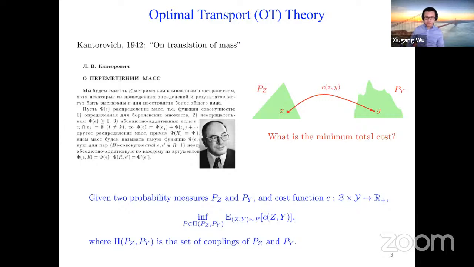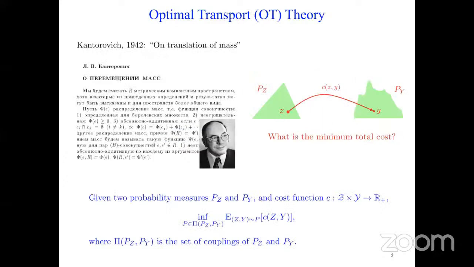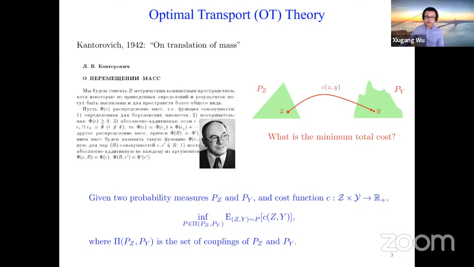Yes, I want to clarify one thing. Are the distributions of Z and Y already given, and your job is to find the cost function? No, you're right in the first sense. Pz and Py are given as they are, and the cost function is also given. Given Pz, Py, and C, your job is to find the optimal coupling that makes this expected cost the least. So basically, it's a minimization problem with the parameters Pz, Py, and C all given, and your goal is to find the optimal coupling.